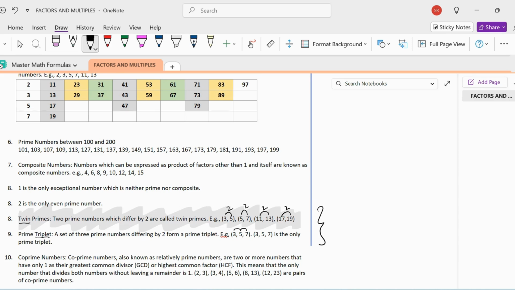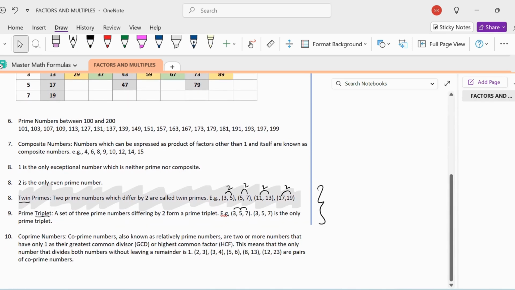Coprimes. Coprime numbers, also known as relatively prime numbers, are 2 or more numbers that have only 1 as their greatest common divisor or the highest common factor. This means that the only number that divides both the numbers without leaving a remainder is 1. They do not have any common factor except for 1.